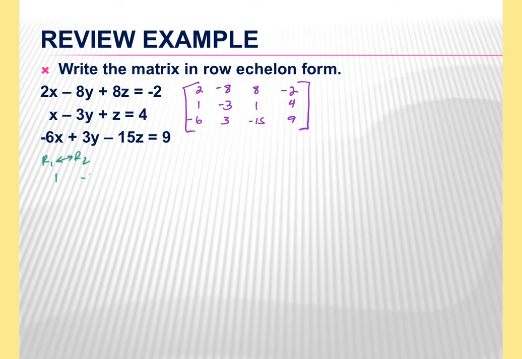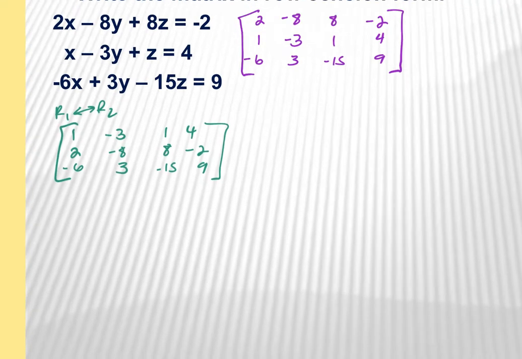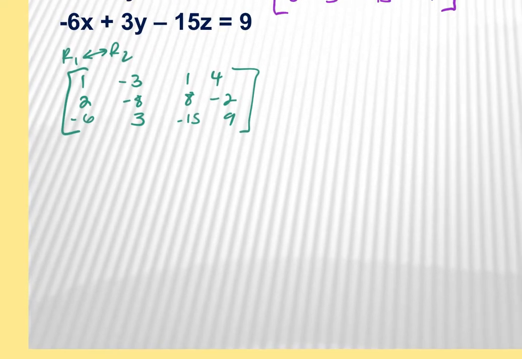So 1, -3, 1, 4 goes in the top, 2, -8, 8, -2, and the last one, -6, 3, -15, 9. All right, so my next goal is what? Get a 0 where this 2 is. And how do I do that? Good. -2, row 1 plus row 2.